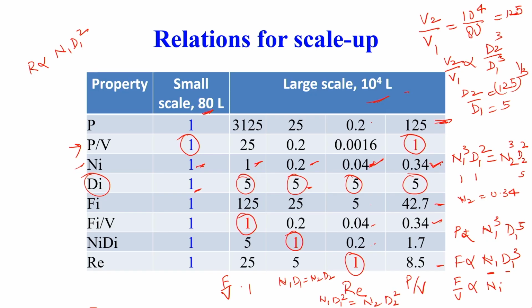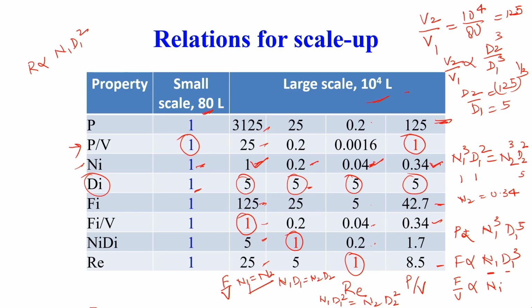So, N1 equals N2, and if it is there, then the power requirement will be Ni cube Di 5, P upon V will be Ni cube Di square, Fi will be Ni Di cube, Fi upon V will be simply Ni. Ni is 1, Di is 5, and Re is Ni Di square. Ni is 1, Di square is 25, it is 25.